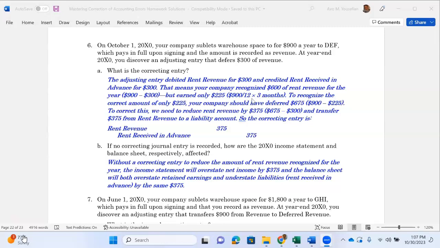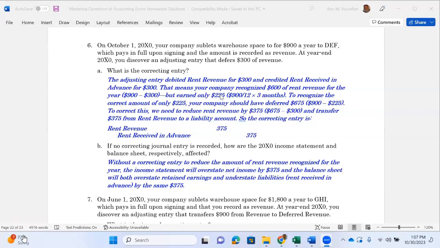900 divided by 12, times 3 months, that will be 3 months of rent, which is, I believe, $225. That's $75 a month. That's what you need to recognize for 3 months.